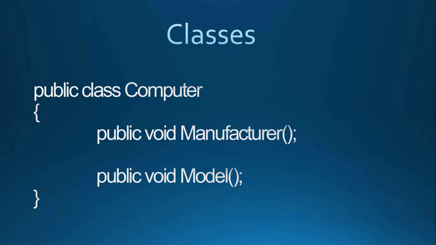In our example of a computer, public would be the access modifier. We would follow that with the class keyword right next to it. Then we would have the class name, which is computer, to the right of it. We then would have our code block, which you see right underneath it. And within the code block, we are defining our computer class. We are defining both the manufacturer and the model of the computer class.